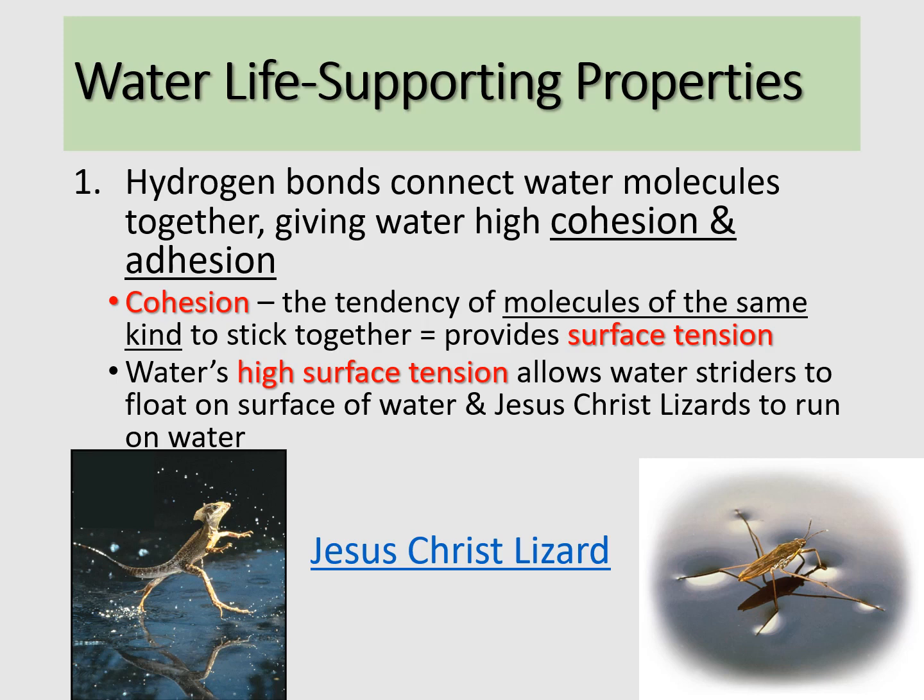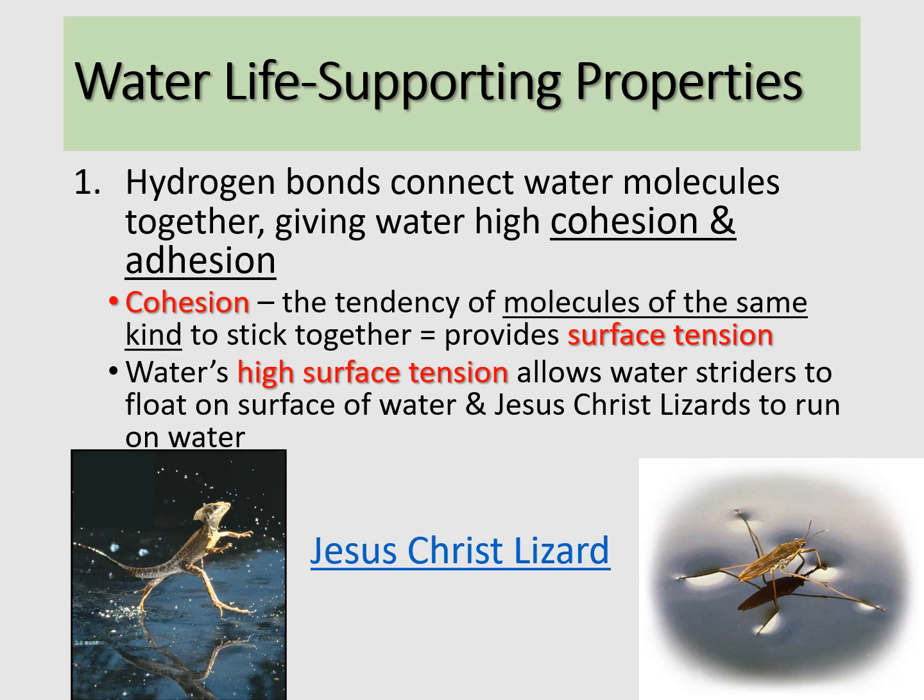This is the tendency of molecules of the same kind to stick together. So these are water molecules sticking to each other, and this is what gives water surface tension. So water has a high surface tension, and this is what allows things like water striders and these specific types of lizards to actually float and run on water. And check out this really cool video that I posted on Canvas for you guys of this Jesus Christ lizard running across the water. It's so funny to watch.